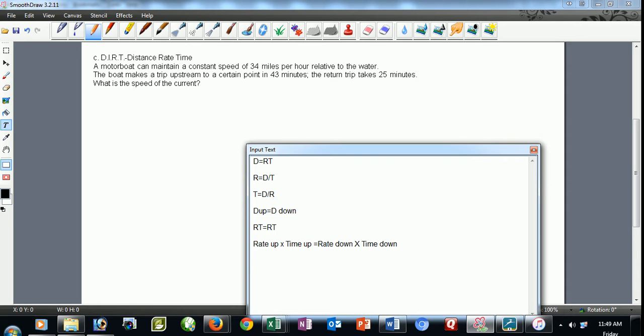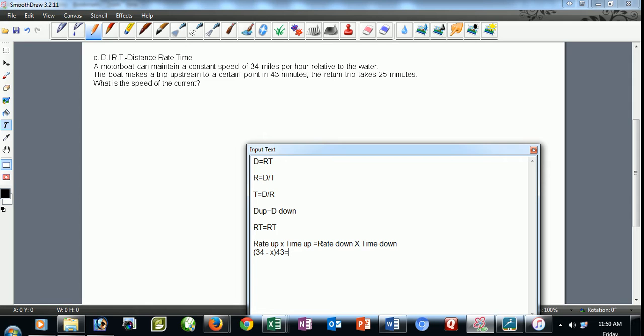Here's the big connection. Rate is the speed. So if you're going upstream, then you have the current working against you. Your speed of your boat relative to water is 34 miles an hour, but I'm going to go upstream, so I'm going to let x be my current speed, the speed of the water. So my rate upstream is 34 minus x, because it's working against me. My time to go upstream was 43 minutes. It should take longer, makes sense. You have to go against the water.